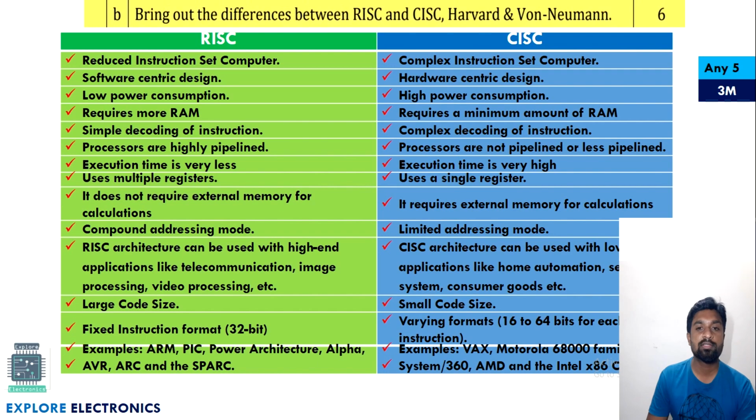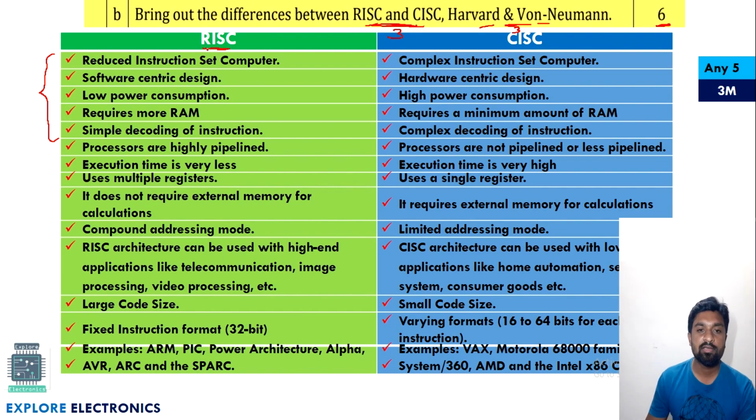Next, bring out the differences between RISC and CISC as well as Harvard and von Neumann. Again it is for 6 marks. So how will the marks be divided? This is for 3, this is for 3. You need to write the differences. Only 3 or 4 differences are enough. You can remember the easy differences.